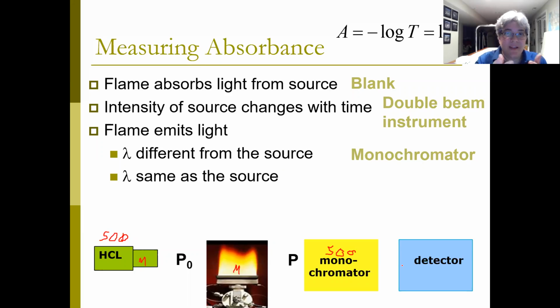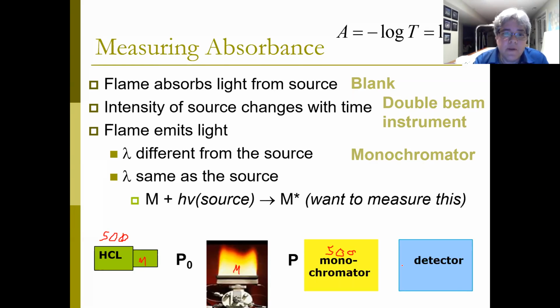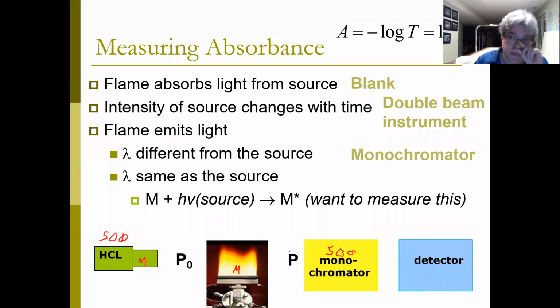Now, what about the light that's the same as the source? You might think, oh, probably it's really not going to be very much light that's exactly 500, right? Well, actually wrong. Remember what we're doing. We're shining this 500 into the flame, and M absorbs that light. So then we get excited M. And we want to measure how much of that light it absorbed.